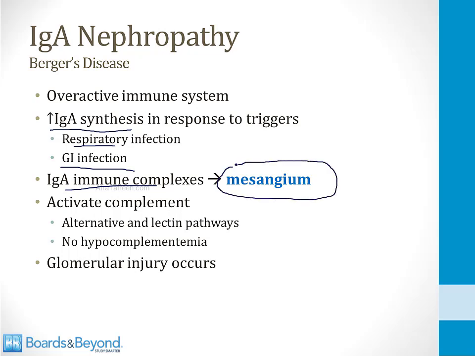And remember what we said at the beginning of this video, disease processes that involve the mesangium will trigger inflammation in the glomeruli. That leads to nephritis and the nephritic syndrome. Now what's interesting is you may know from immunology that IgA usually does not activate complement. However, in this disorder, the IgA immune complexes do lead to the activation of complement via the alternative and lectin pathways. However, the activation is relatively weak, and you do not see hypocomplementemia in this disorder like you do in post-streptococcal glomerulonephritis. The end result, however, is that glomerular injury and inflammation occurs, and that leads to the nephritic syndrome.